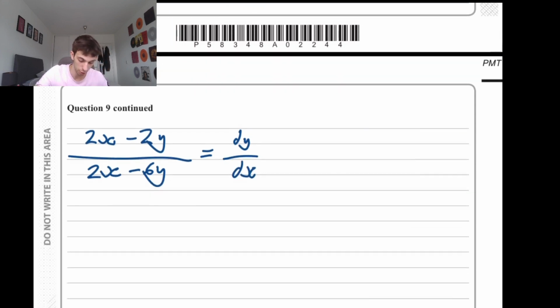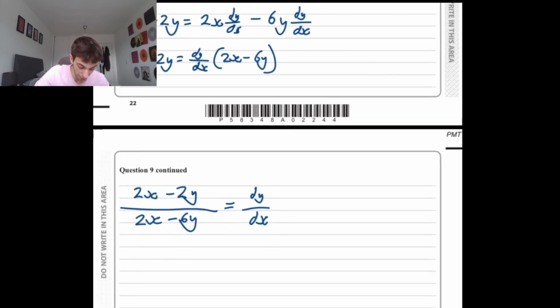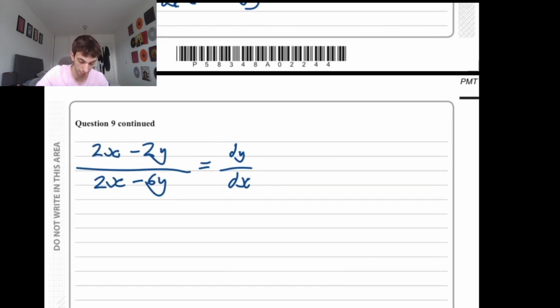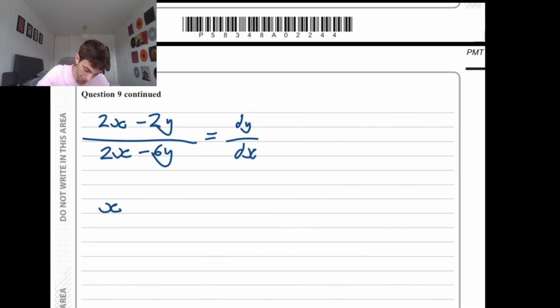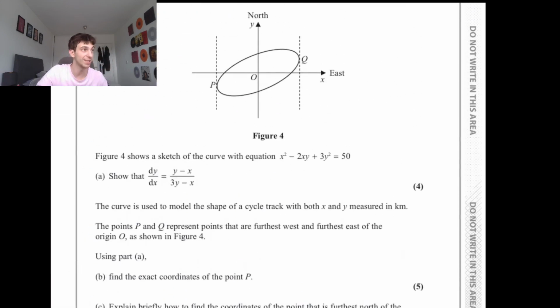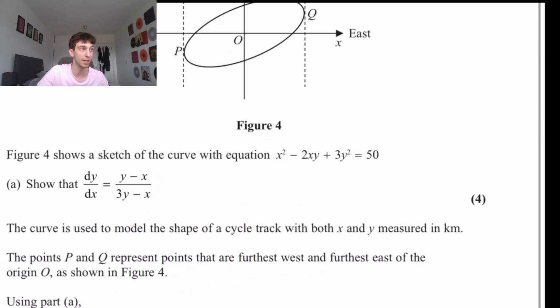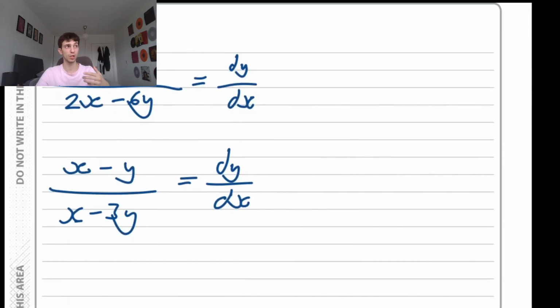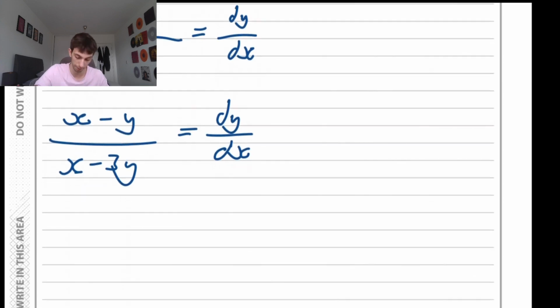Perfect. Looking good so far. Now we can divide everything through by 2, because we can see we have y minus x and 3y minus x, so it makes sense to divide everything through by 2. That gives (x minus y) over (x minus 3y) equal to dy/dx. Now, because this is a show that question, we have to get it exactly in the form they want. They have y minus x and 3y minus x. So remember, if we do something to the top of the fraction and the bottom of the fraction, this doesn't change the fraction. So we can multiply the top and the bottom by minus 1.